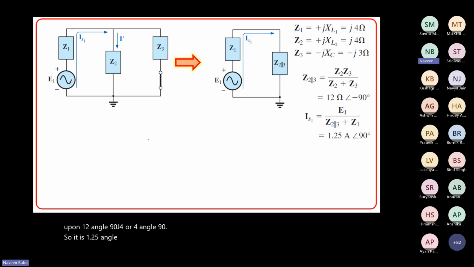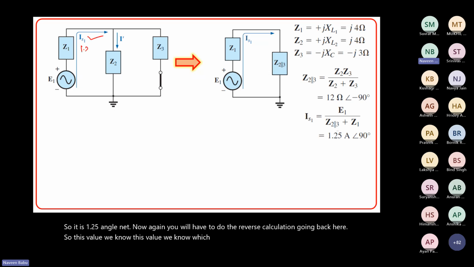Now again, you will have to do the reverse calculation going back here. This value we know, which is 1.25 angle 90. Now you can apply the current divider rule to determine the I dash. So I dash is nothing but IS1 multiplied by Z3 divided by Z2 plus Z3.